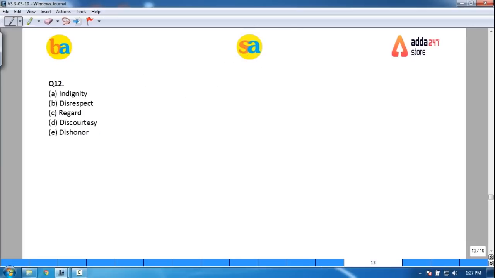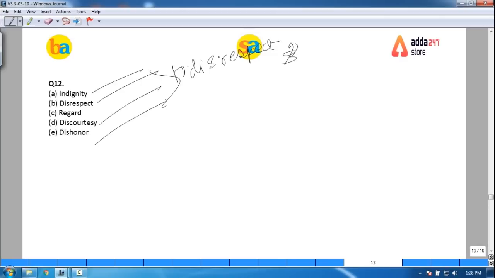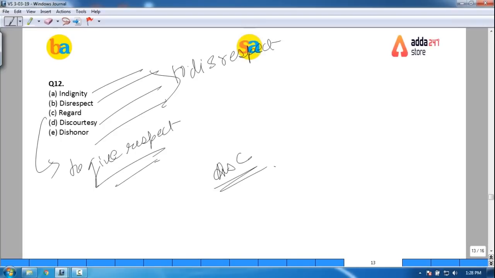इंडिग्निटी, डिसरिस्पेक्ट, रिगार्ड, डिसकर्टेसी, डिसऑनर. इसका मीनिंग होता है यहां पर इंडिग्निटी, डिसरिस्पेक्ट, डिसकर्टेसी, डिसऑनर. सेम मीनिंग होता है डिसरिस्पेक्ट करना. To disrespect, regard का मतलब होता है to give respect. Answer is C.